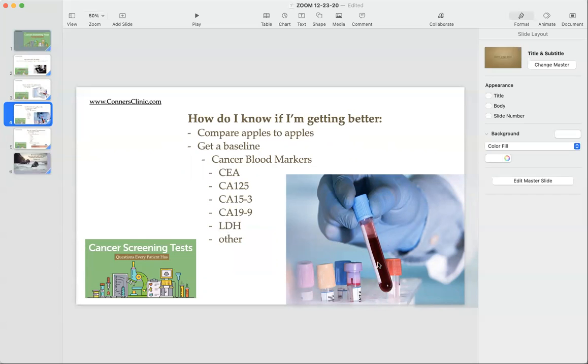So I don't consider a blood test to be an invasive test. Oh, they're drawing blood, and could you get an infection from that blood? It's very highly unlikely. Blood tests are not invasive tests. So get a baseline of something else.